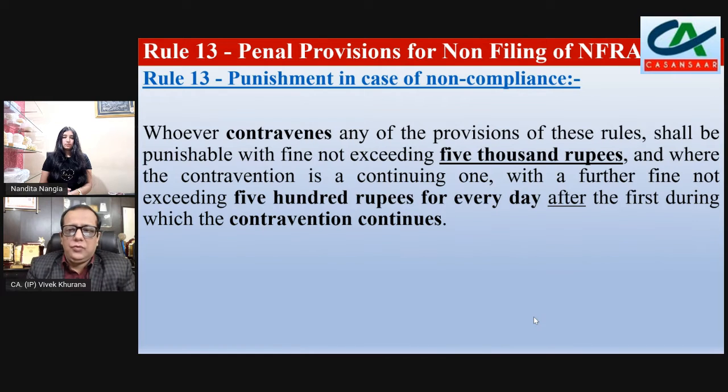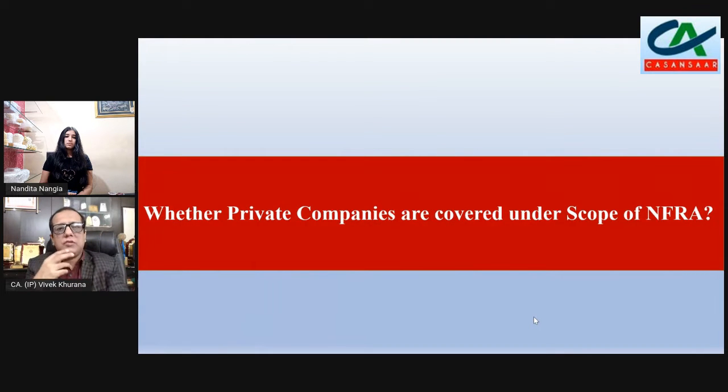of the provisions of these rules shall be punishable with fine not exceeding 5000 rupees, and where the contravention is a continuous one, with a further fine not exceeding 500 rupees for every day after the first during which the contravention continues. So 5000 is the maximum fine on you, and if the contravention continues, then 500 rupees per day. So this is regarding the penal provision for non-filing of NFRA Form 2.